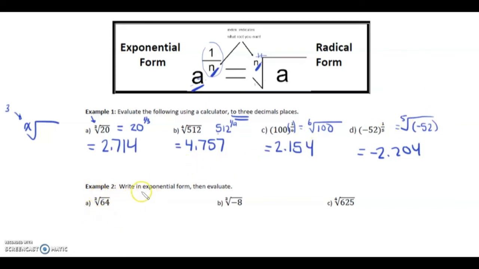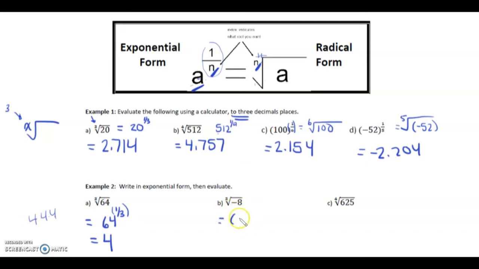Okay, example 2, write in exponential form, then evaluate. So I'm going to write this as 64 to the 1 over 3. Remember, if you put this into your calculator, group the 1 over 3 together, so you want to bracket it. And I get 4. What this means is 4 times 4 times 4 is going to equal 64.